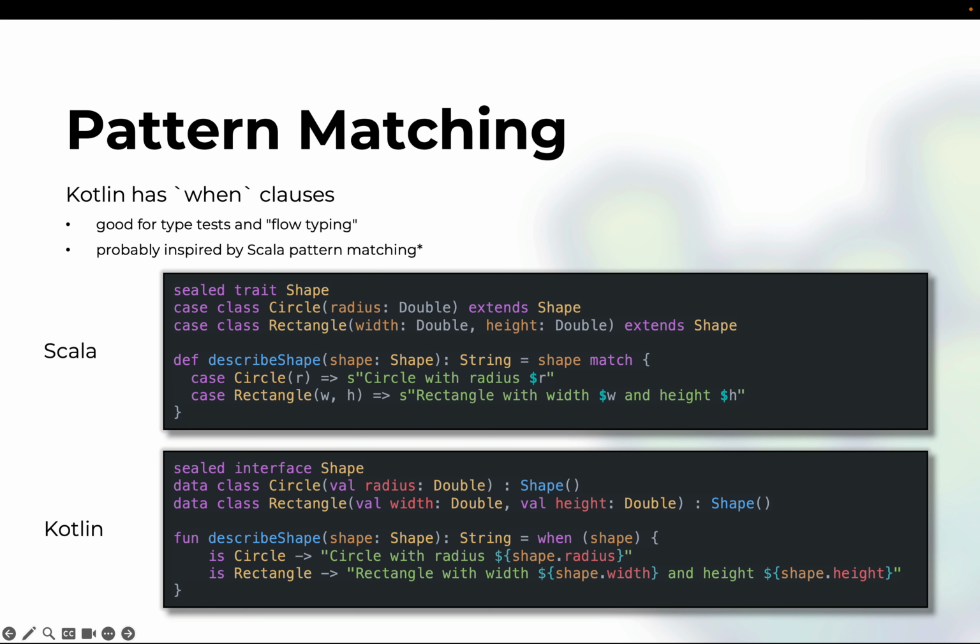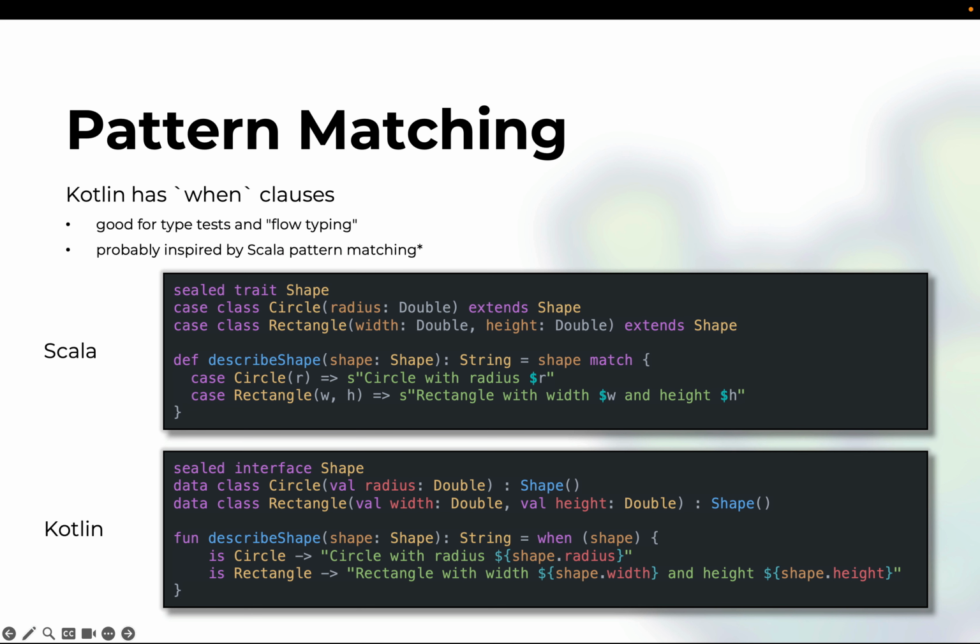I have a sealed trait with a couple of cases. One is a circle and one is a rectangle with different data inside of them. If you take a look at the pattern match in the Scala code example, when you do shape match and you have a case circle and case rectangle, you return a different expression depending on the types and on the structure. Kotlin looks very similar. It has a when clause, and when you have when shape is circle and is rectangle, then you can take the data and use the methods of that particular type in the expression that you want to return.